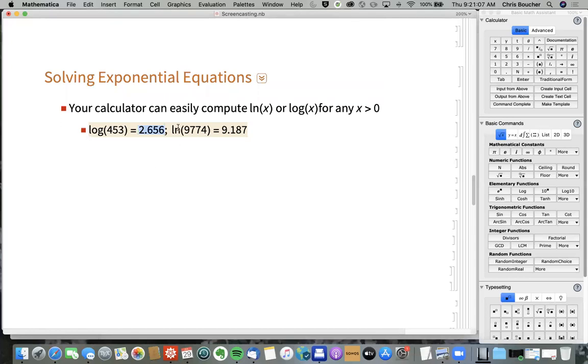Okay, that's lovely. And here's a natural logarithm done on a calculator. How the calculator does that is beyond our scope, but we'll trust that it's getting the right values. But it does beg a question.